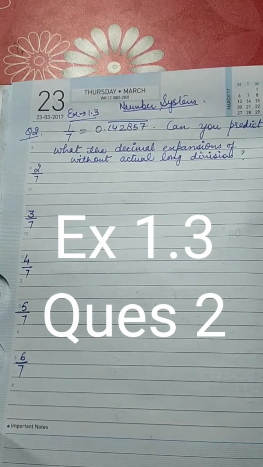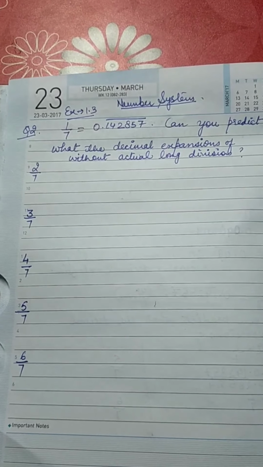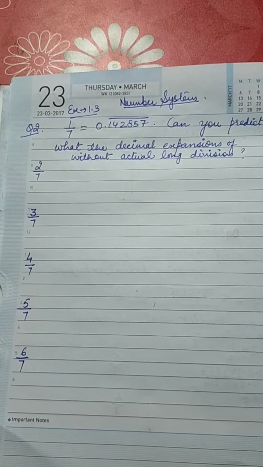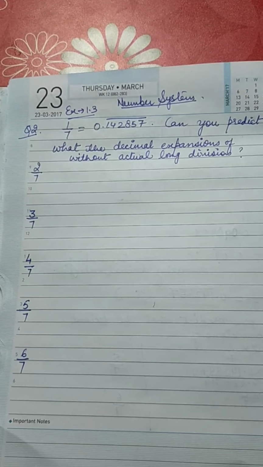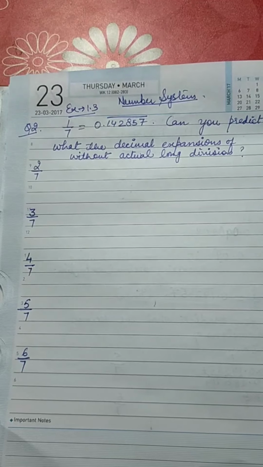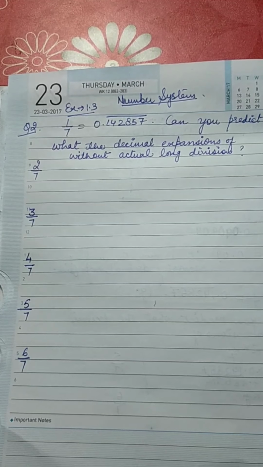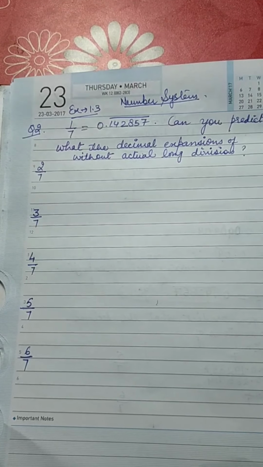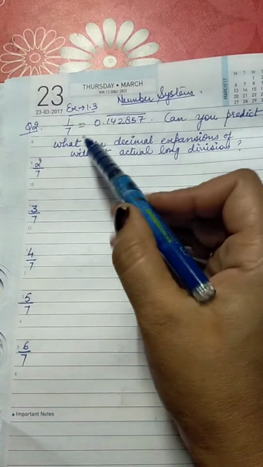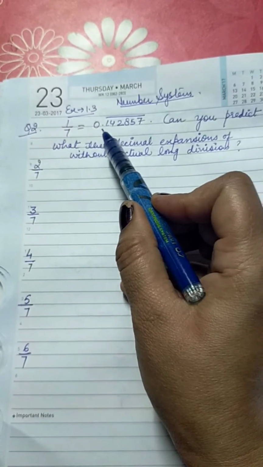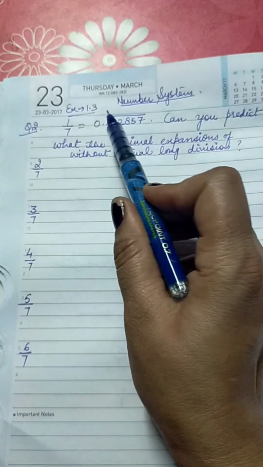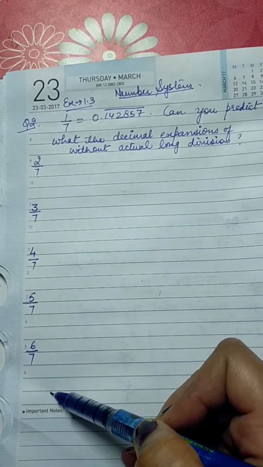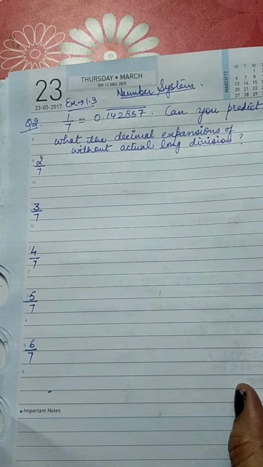Next is question number 2, exercise 1.3. 1 by 7 is equal to 0.142857 bar. Can you predict what the decimal expansions of 2 by 7, 3 by 7, 4 by 7, 5 by 7 and 6 by 7 are without actual long division? So here we have been given the expansion of 1 by 7 as 0.142857 bar, and we are supposed to write down the decimal expansions of these all without doing the long division.